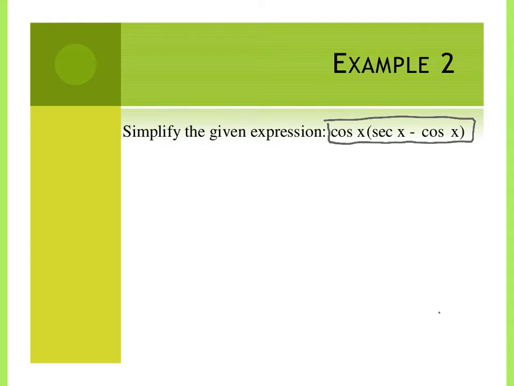So what would you normally do with this kind of thing, if I said like 2 times x minus y, what would you normally do there? Distribute. So your gut is to tell you to distribute. If I do that, I get cosine of x times the secant of x minus cosine of x times cosine of x.